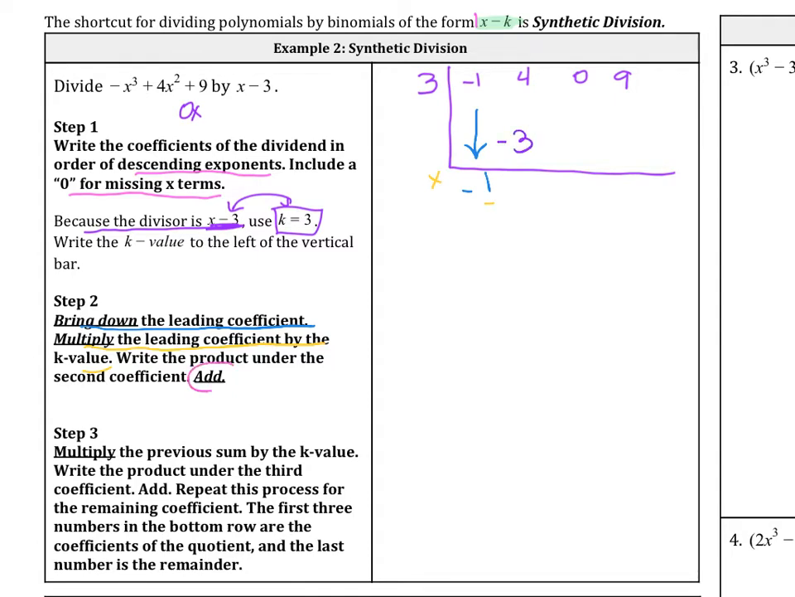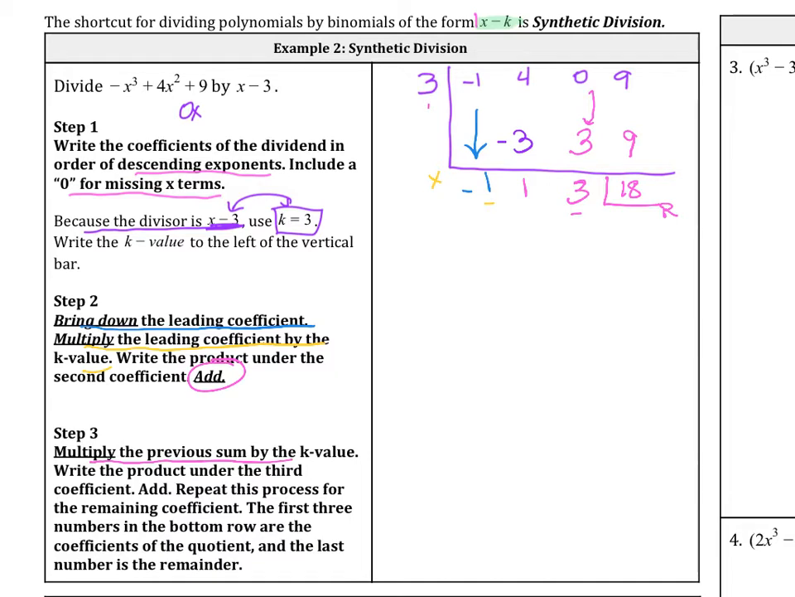The next step is you add. So 4 minus 3 is 1. Then you repeat, multiply. So 3 times 1 is 3. And then 0 plus 3. So this 0 plus 3 is 3. 3 times 3, this 3 times this 3 is 9, and you write it in here. 9 plus 9 is 18. So I box it because that's our remainder.